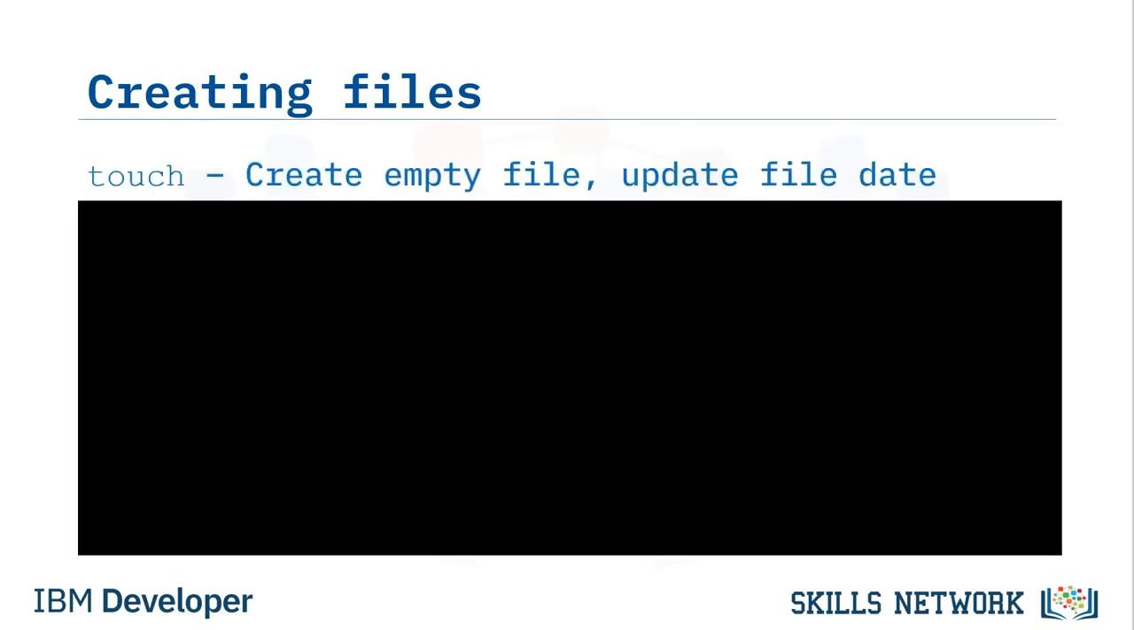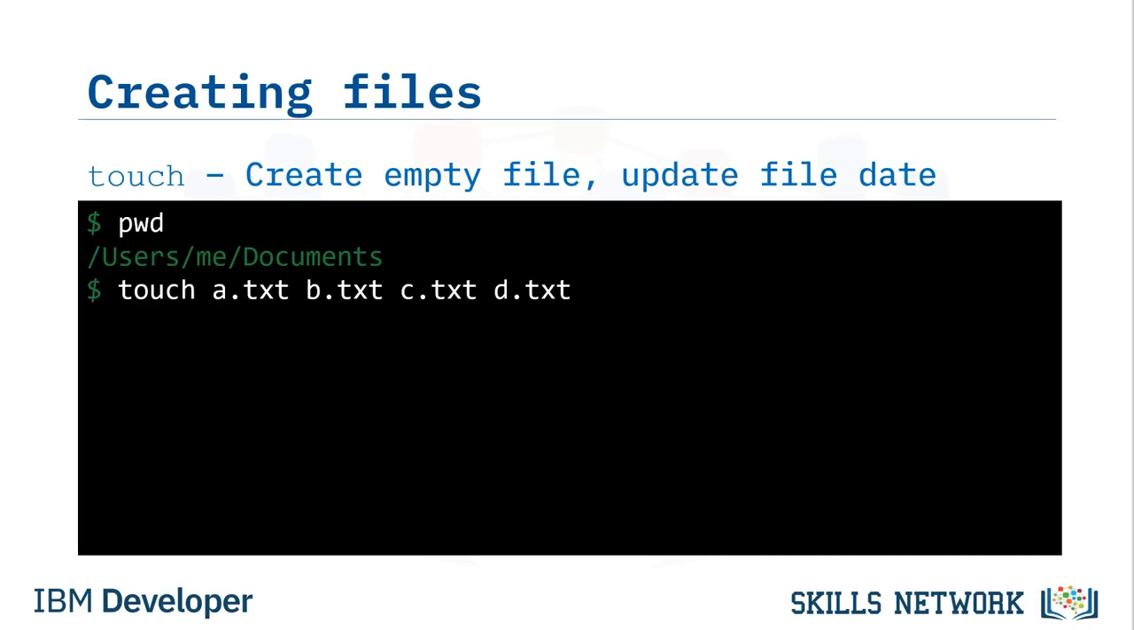The touch command can be used to create empty files. Suppose you are in your Documents folder, which is empty, and you wish to create some empty text files. You could do this by entering touch along with some file names A, B, C, and D with the .text suffix. Now you can see that your Documents folder contains the 4 files you created.